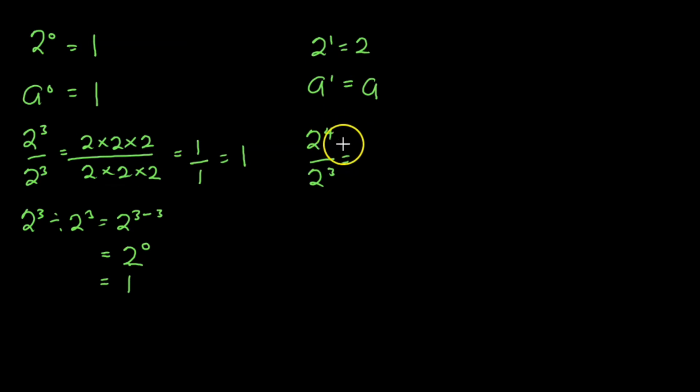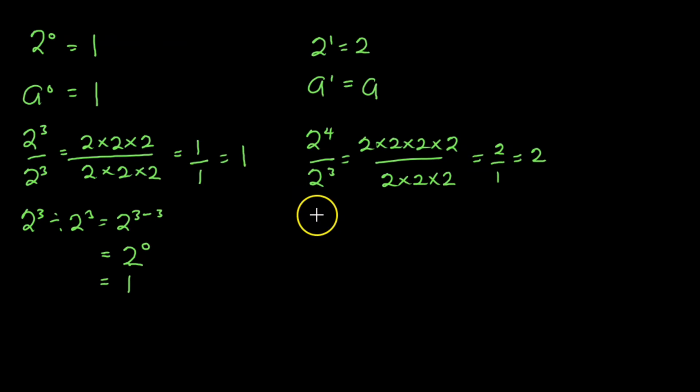Then we can expand the numerator to have 2 times 2 times 2 times 2, 4 times, all divided by 2 times 2 times 2. Now, 3 of the 2's in the denominator can do away with 3 of the 2's in the numerator, and it will be left with 1 times 2. So our final answer is going to be 2 on 1, which is the same as 2.